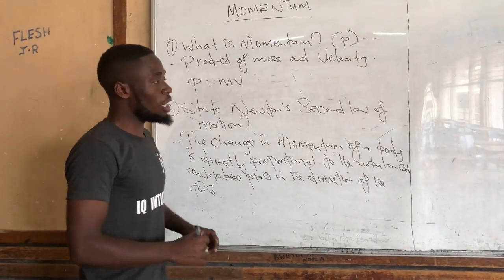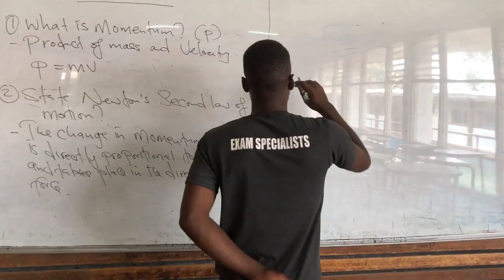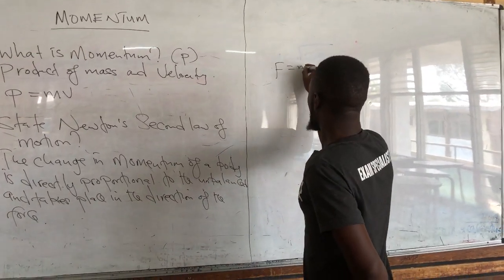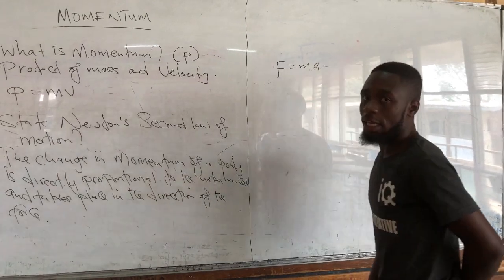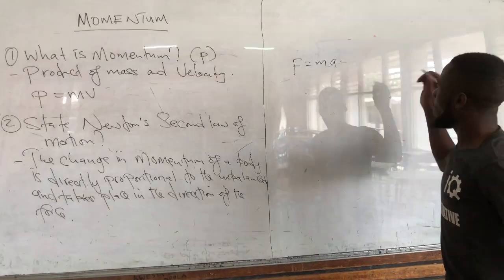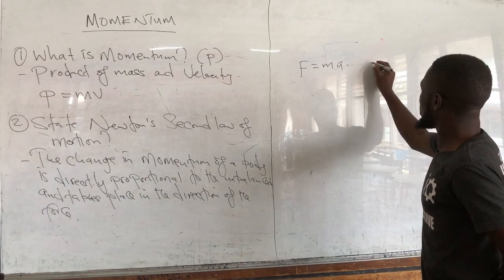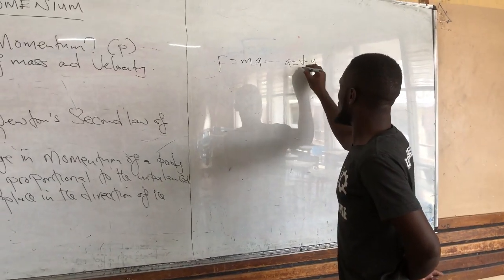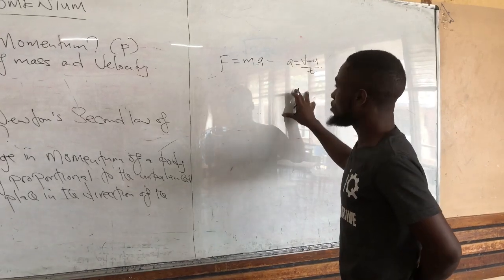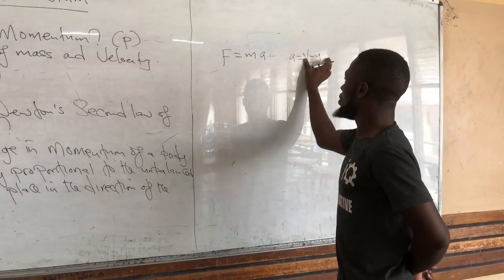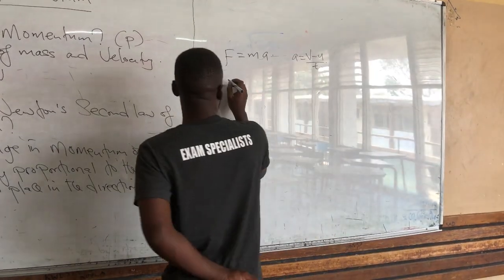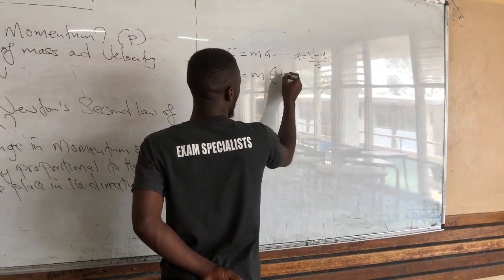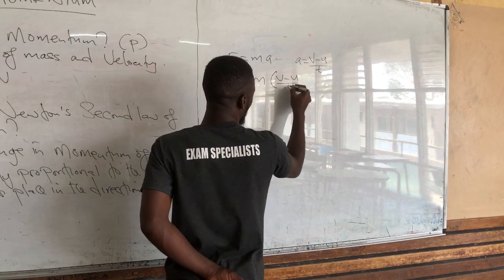Let's talk about the equation for force. We know that force is equal to mass multiplied by acceleration. We also know the formula for acceleration: a equals v, the final velocity, minus u, the initial velocity, over t. If we put this in, F is equal to mass multiplied by (v minus u) over t.